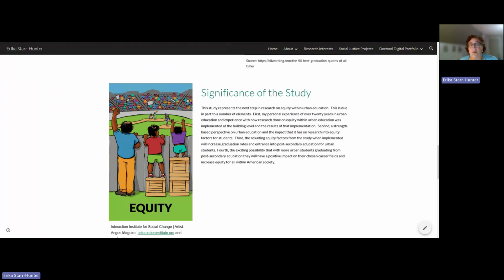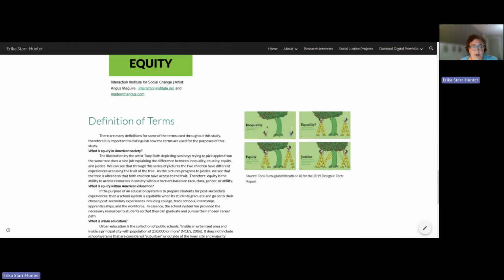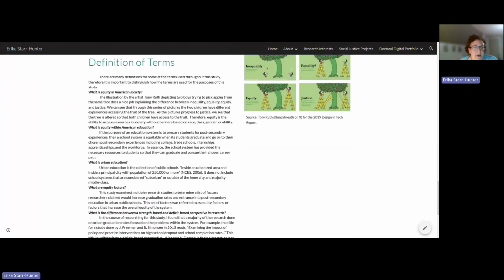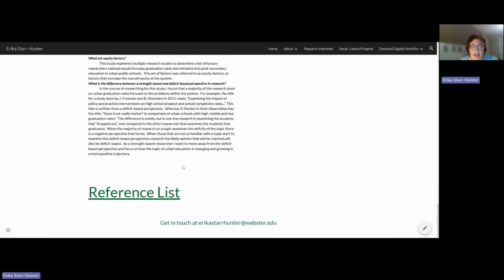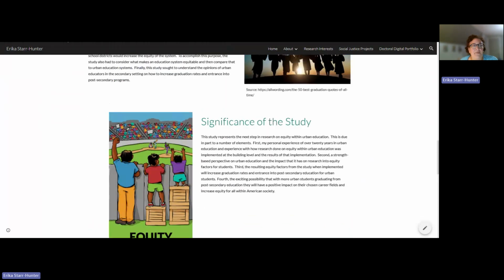I believe that the equity factors that I found in my research are going to increase graduation rates and entrance into post-secondary programs. And fourth, once you have more urban students graduating and going into post-secondary programs and entering the job force and careers that they're passionate about, it will increase the overall equity in our society. So here's a definition of terms on how I define equity within the system.